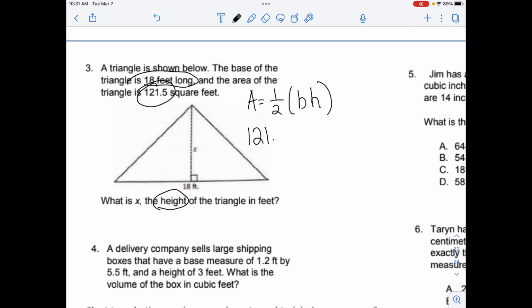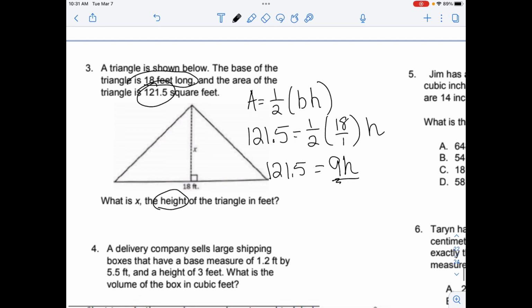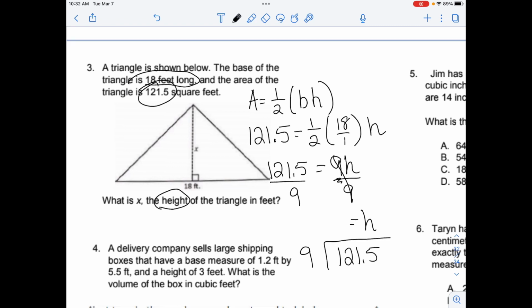That leaves me with 121.5 equals 1/2 times 18 over 1 times H. Well, what is half of 18? 9. So I'm going to have 9 times H equals 121.5. That means whatever I'm multiplying by 9 gives me a total of 121.5, so I need to divide each side by 9. My 9s cancel out, and I'm left with H equals 121 5/10 divided by 9. You do the math, not Miss Bobby.